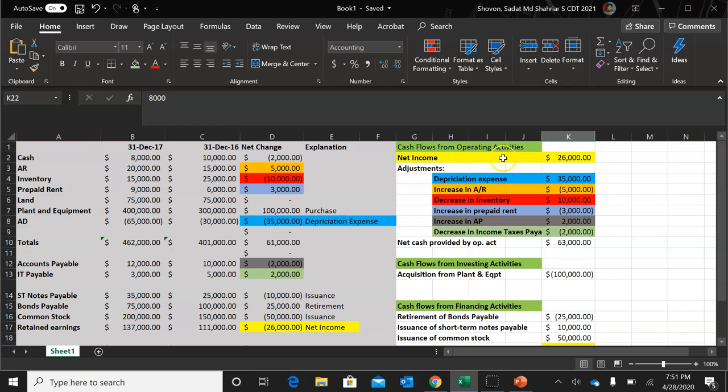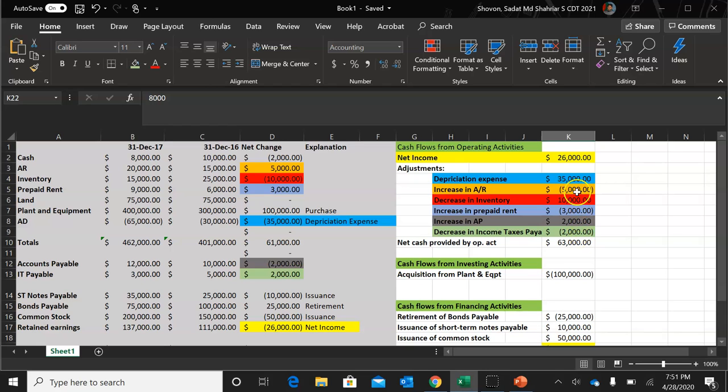So for net income, it was our $26,000. Depreciation expense was $35,000. So going to the accrual method, we find this here, $35,000. That's in the negative value, but here it's positive because it should be the opposite of the accrual method. Increase in accounts receivable was $5,000. Decrease in inventory was $10,000. Increase in prepaid rent $3,000. Increase in accounts payable $2,000. Decrease in income taxes payable $2,000.